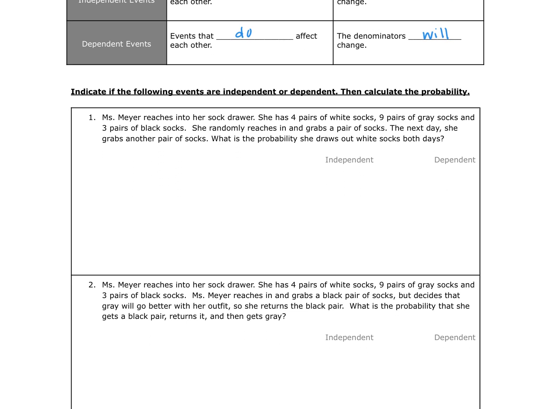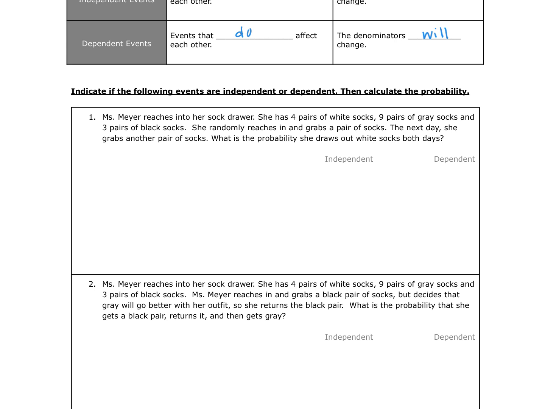Okay, so let's review some that we did. So we did this a few weeks back, and now we're just circling back. So let's try and get it back in our brains again. Miss Meyer reaches into her sock drawer. She has 4 pairs of white socks, 9 pairs of gray socks, and 3 pairs of black socks. She randomly reaches in and grabs a pair of socks. The next day, she grabs another pair of socks. What's the probability that she draws out white socks both days?